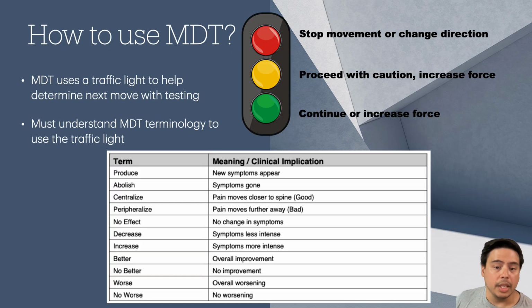Now, with using the MDT, they use a traffic stoplight to help determine what they're supposed to do as they do repeated movements. So if you look at the terms here, they have a bunch of terms.